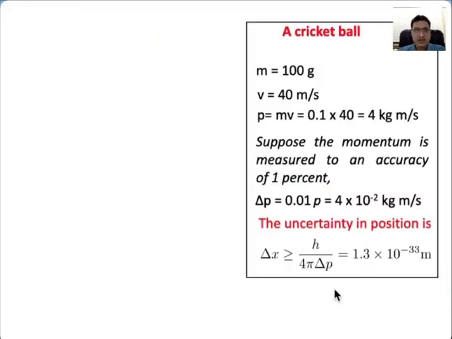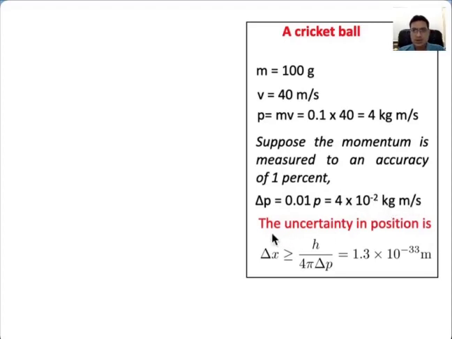Before I end, let me make a comparison of where and how the uncertainty relation plays a role in your living world, which has two distinct kinds of objects, which you could call a macroscopic object and a microscopic object. So let's take an example of a macroscopic object. A cricket ball has mass 100 gram and velocity 40 meter per second. So you can compute the momentum. Now say that the momentum is measured to an accuracy of 1%. So delta P will be 1% of this, which comes out to be 4 times 10 to the power minus 2 in SI units.